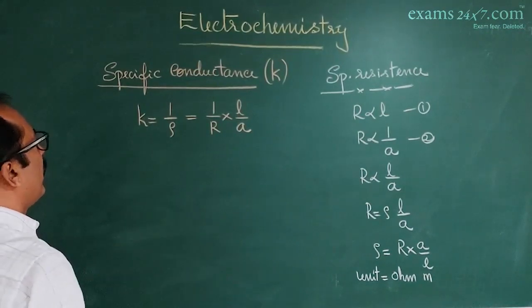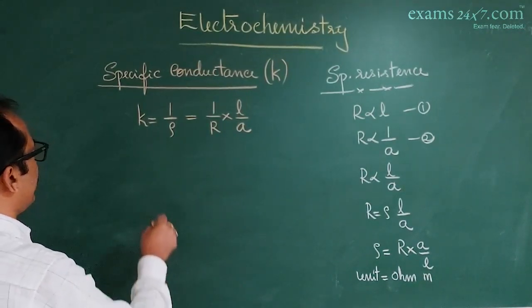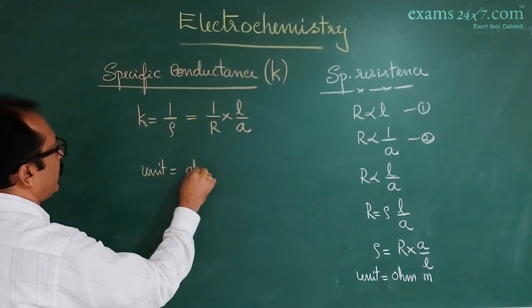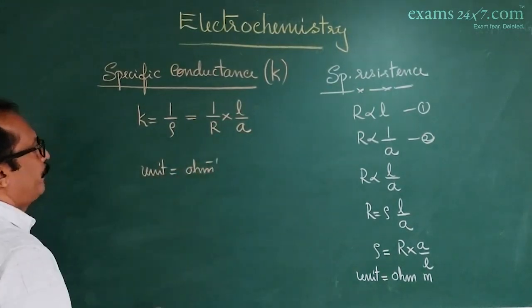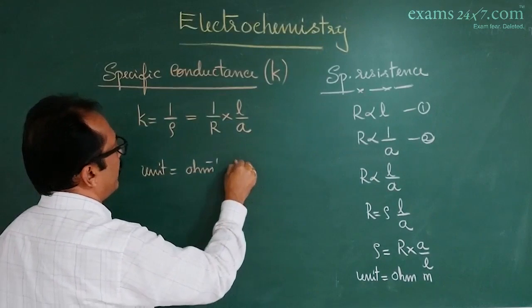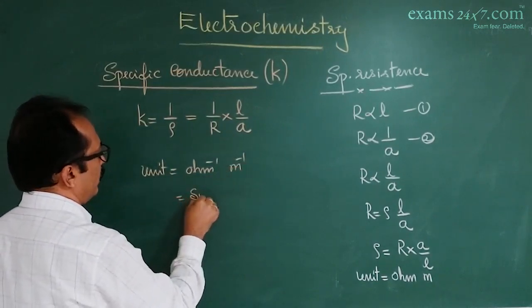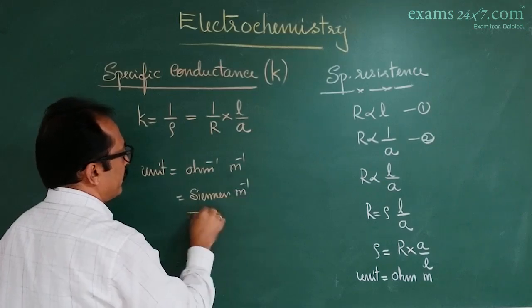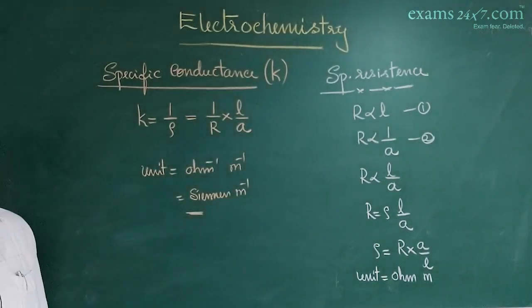Now, about the unit of specific conductance: per ohm per meter, or Siemens per meter. This is about specific conductance.